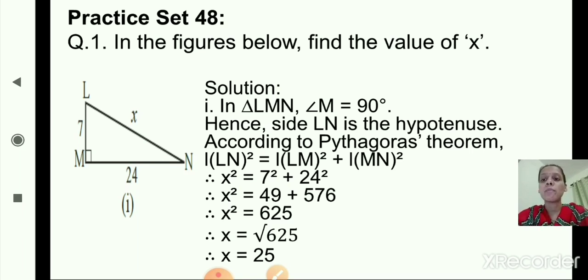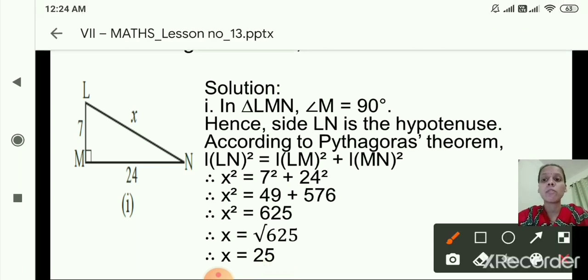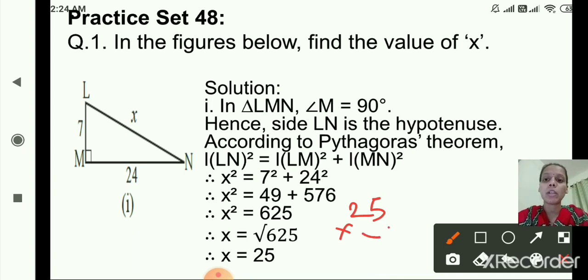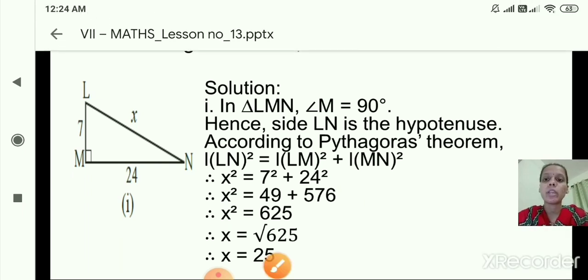If you want to check your answer, see here, I am showing it here. 25 multiplied by 25 we will do. We'll see whether we are getting 625 or not. As you can see here, 25 multiplied by 25, we'll do the multiplication here. 5 fives are 25, 5 here. Wait, I am showing it here.